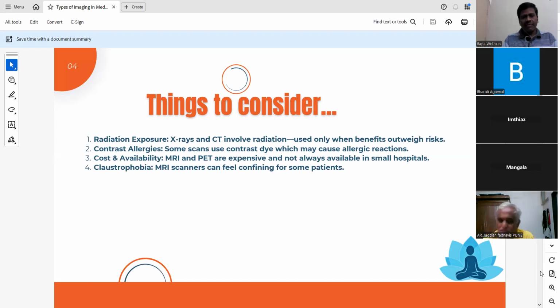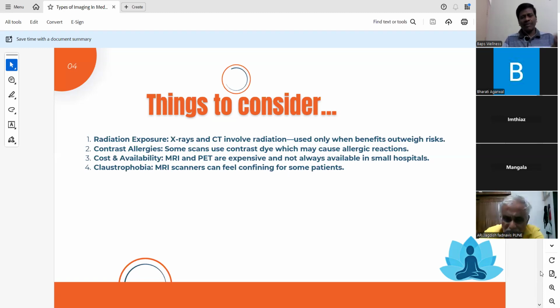And in certain imaging systems, contrasts are used. In angiography, contrasts are used. In certain CT scans, contrasts are used. These contrast chemicals or dyes may cause allergic reactions for some persons.